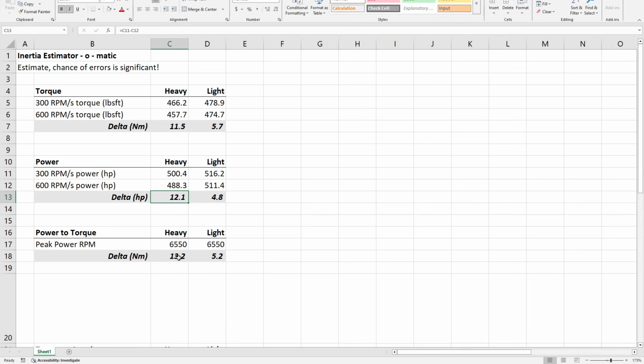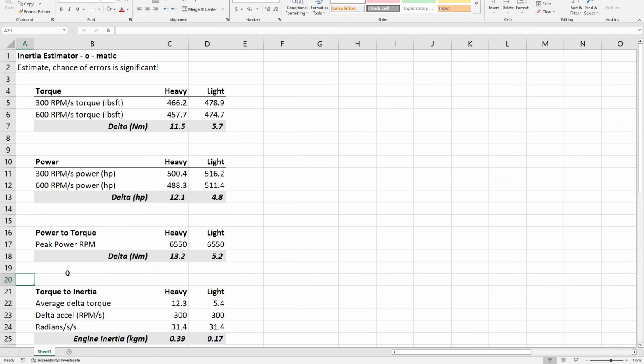So again, this is what you lose when you go from a slow acceleration run to a fast acceleration run, and the fast acceleration run loses 13 Newton meters on the heavy engine and only loses 5 Newton meters on the light engine. Now, we are cutting corners just ever so slightly, but you can see the torque value of 12 and 6, and here we have 13 and 5, so it's fairly constant.